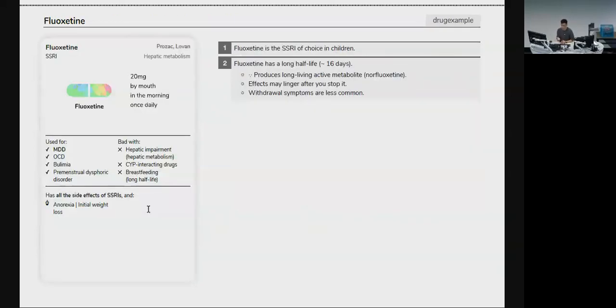So fluoxetine is an example of an SSRI, a specific example. And fluoxetine is special because fluoxetine is the SSRI with the longest half-life.